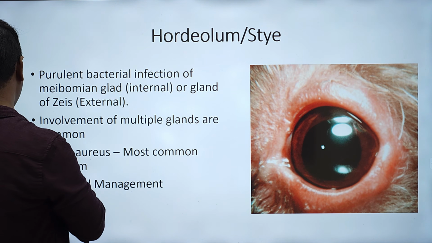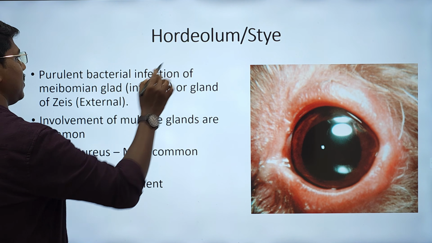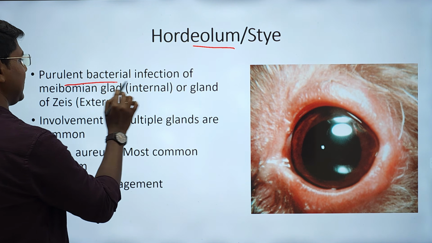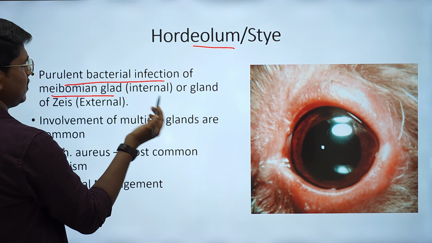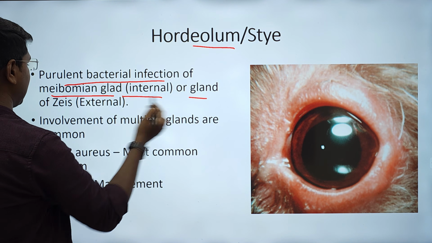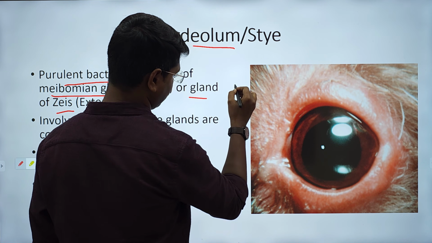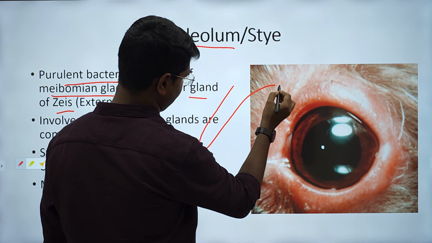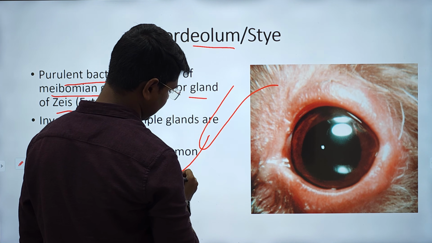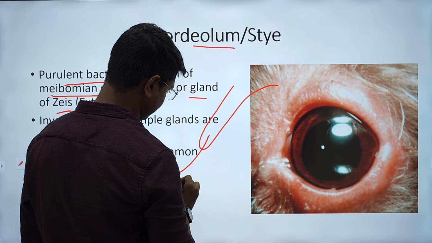Next is hordeolum or sty. Hordeolum or sty: purulent bacterial infection of the meibomian gland. It is internal hordeolum, or infection of the gland of Zeis is external hordeolum. So let me tell you. Suppose this is the palpebra. Okay. Now here is the cilia. This is cilia or eyelashes.